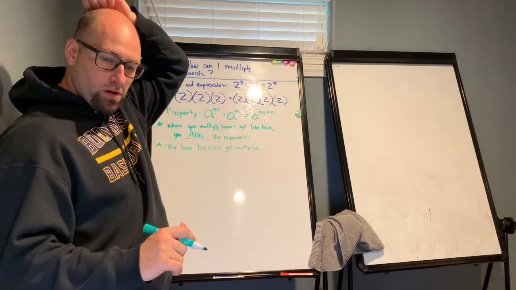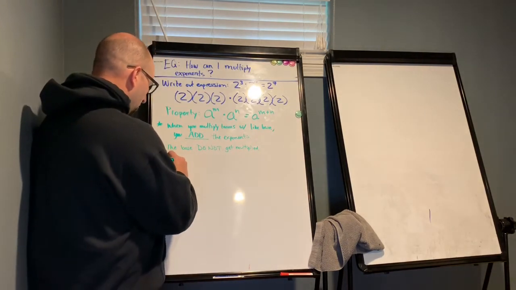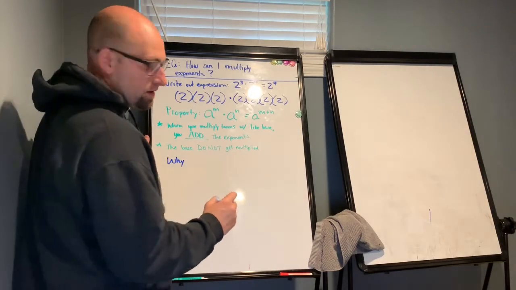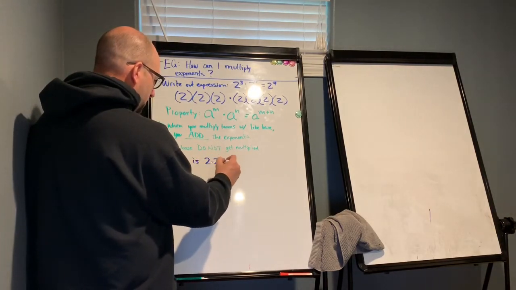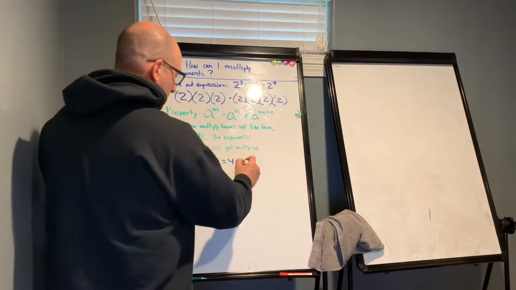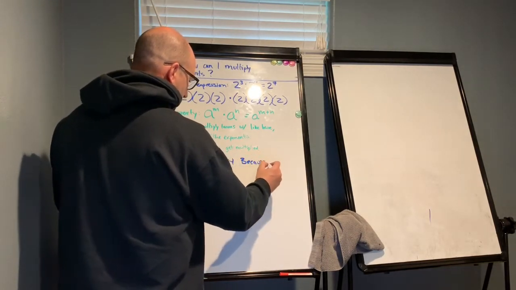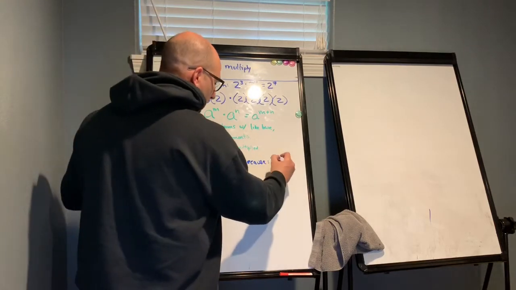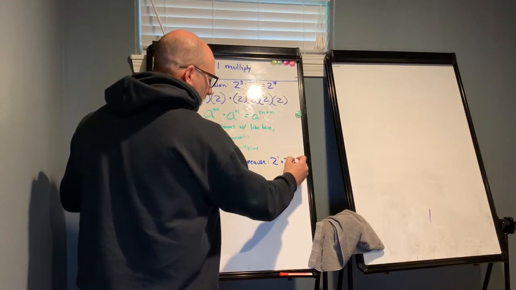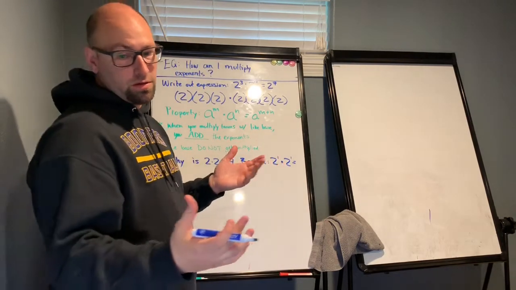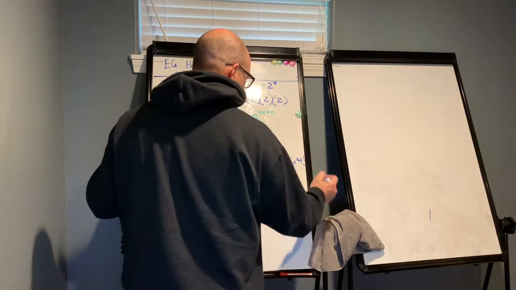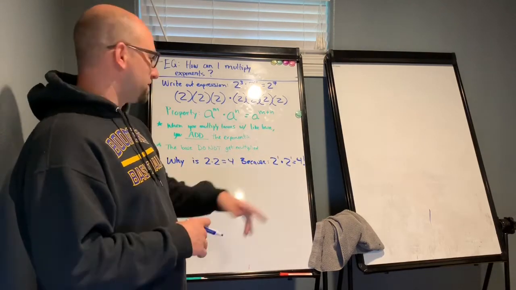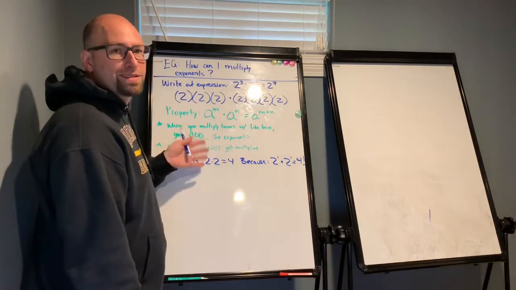Okay? So let's go through it. Here's a question. Why is 2 times 2 equal to 4? Well, because 2 is 2 to the power of 1, so 2 to the power of 1 times 2 to the power of 1 equals 4. Okay? So 1 plus 1 is 2, right? So that would be 2 squared. 2 squared equals 4.